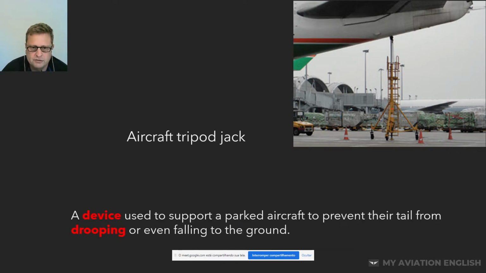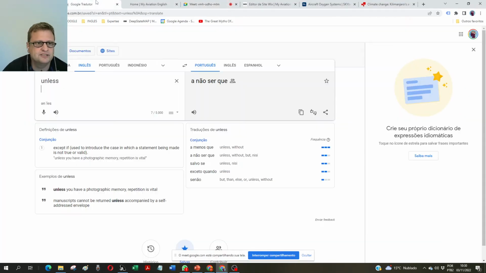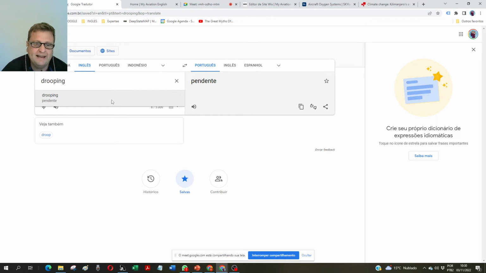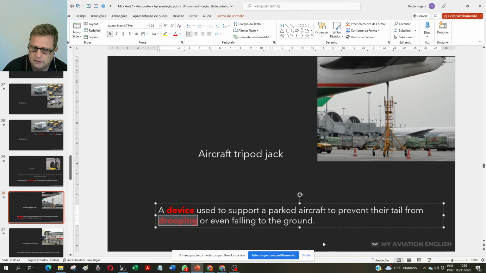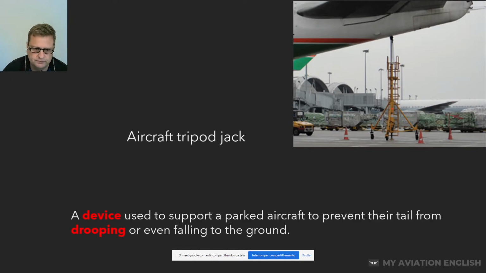Tripod. A device used to support a parked aircraft to prevent the tail from drooping or even falling to the ground. Device means equipment. Drooping means hanging loose, swaying. I don't always know the literal translation. Drooping, pendente, hanging down, like a seesaw effect.